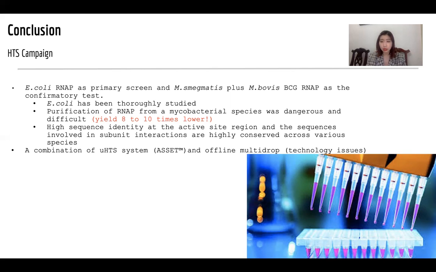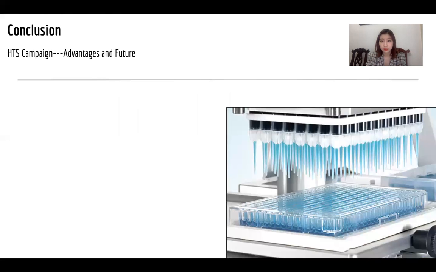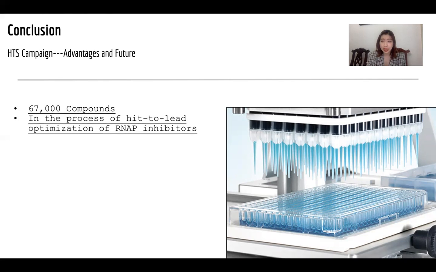And for the HTS, we use a combination of a UHTS system and the offline multi-drop because of technology issues. We try to maintain low background noise here. So in our HTS campaign, we screened 67,000 compounds in total. And with 80% active, we are in the process of hit-to-lead optimization of our RNAP inhibitors.